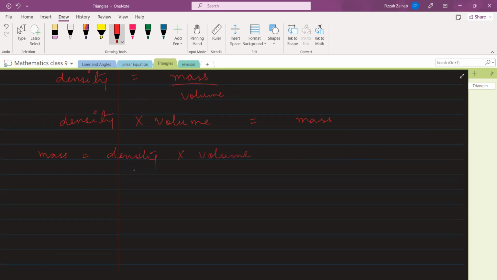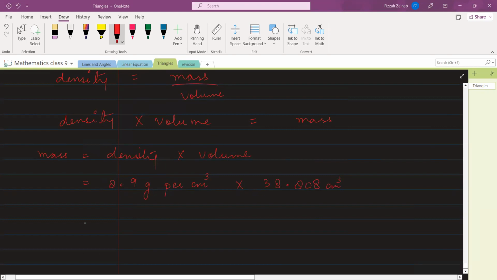Okay. Now put here. So what is the density given in the question? So 8.9 gram per centimeter cube, right? And volume is how much we found? 38.808 centimeter cube. Clear?